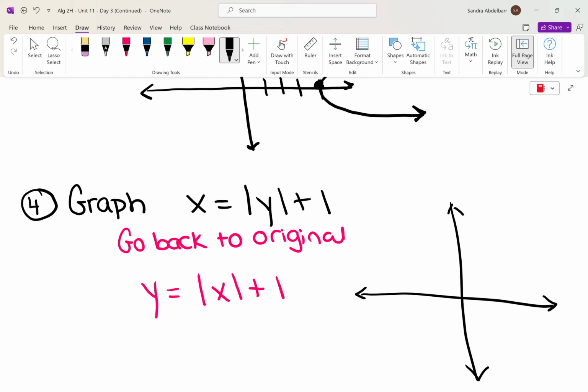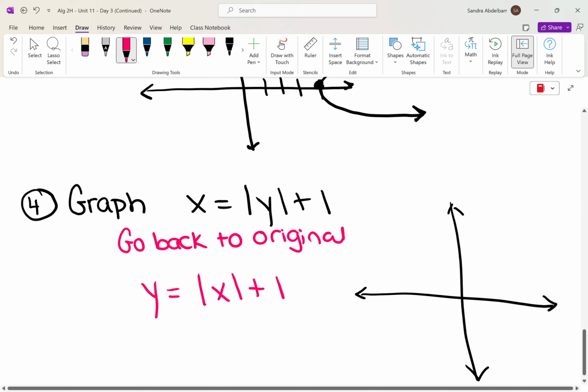Y equals the absolute value of x plus 1. Sienna? Good, this is a v. Has this v been shifted at all? Yes, shifted where? 1 unit? Up. You got it. So it looks something like that.